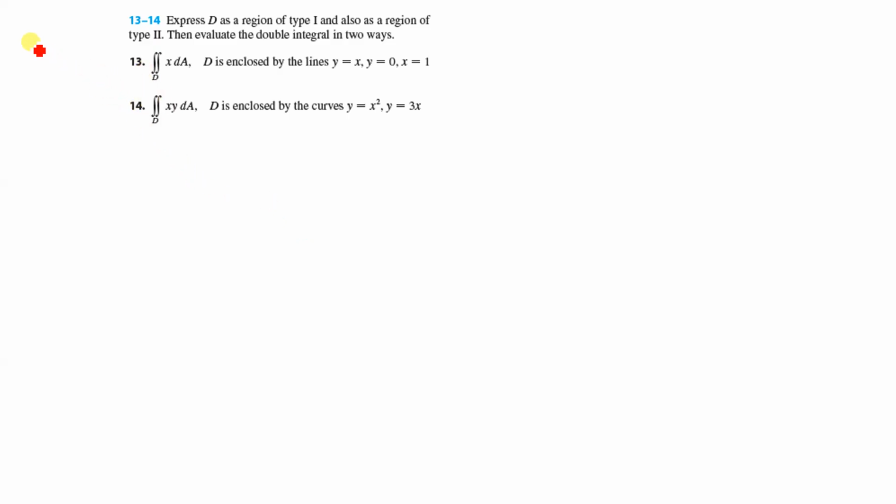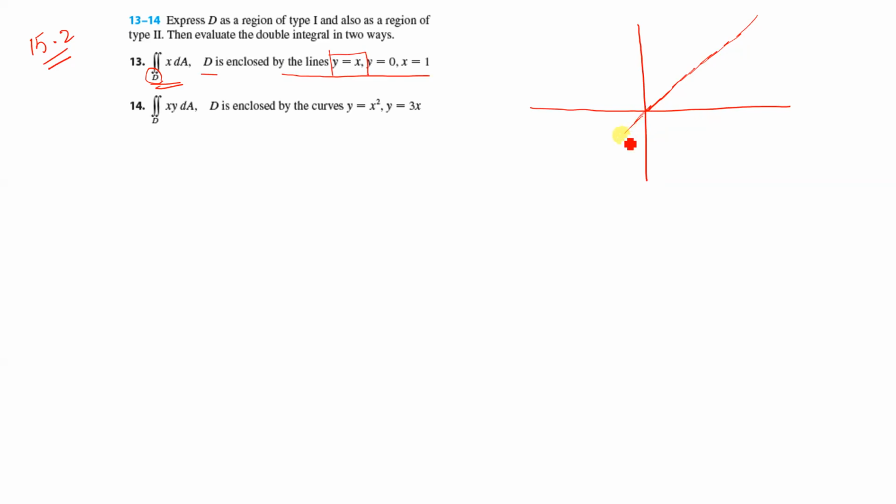This is question number 13 in the textbook, section 15.2. We have to integrate this integral over the region D, where D is enclosed by the lines. First of all, let's draw the region to understand the limits for x and y. The first line is y = x, the line which bisects the plane and passes through the origin. This is the origin, and this is y = x.